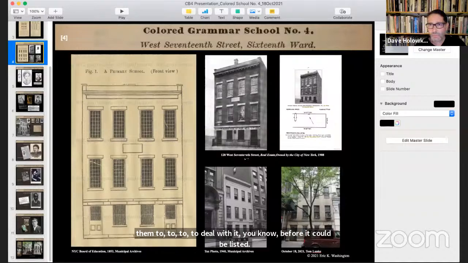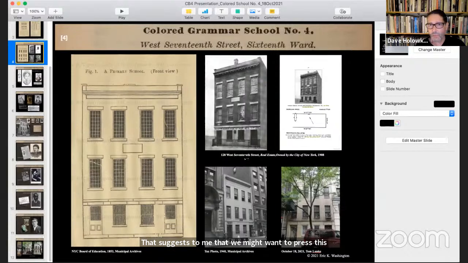That suggests to me that we might want to press the city to give permission for that. And ordinarily, a State and National Register listing doesn't do much to actually protect a building in New York, because it only prevents alteration or demolition using public funds. But given that the city owns this building, it would need to use public funds to demolish or alter it. And that listing would at least help preserve it until the Landmarks Commission does the right thing and designates it an individual New York City landmark.